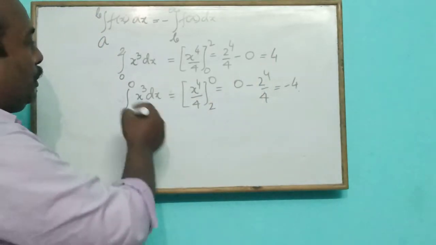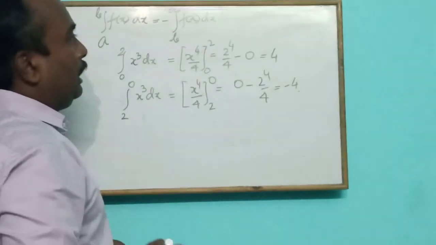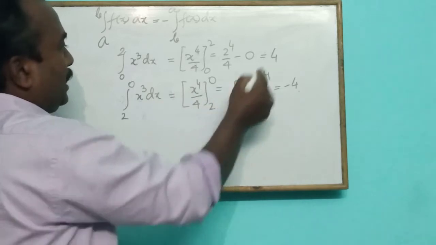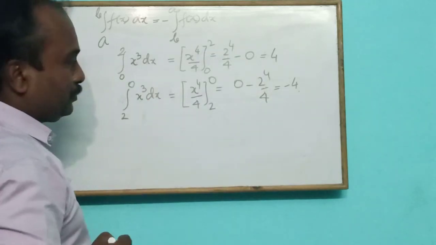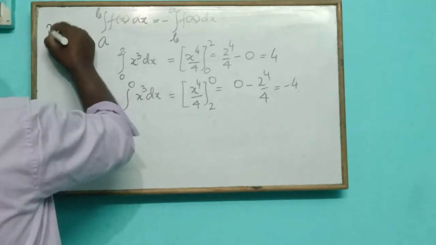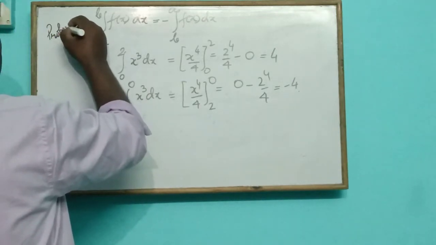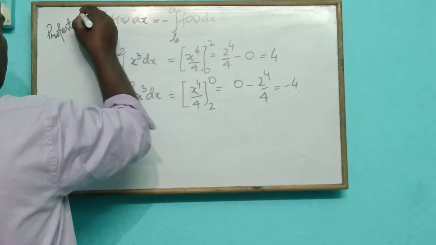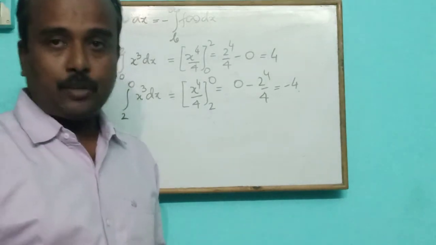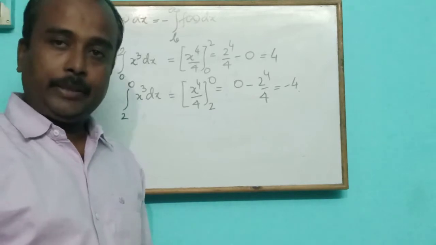So directly we could use this property in some places and directly write the value of this as minus of this integration. So this was property number 2. Now let us move on to the next section of the video to understand property number 3.